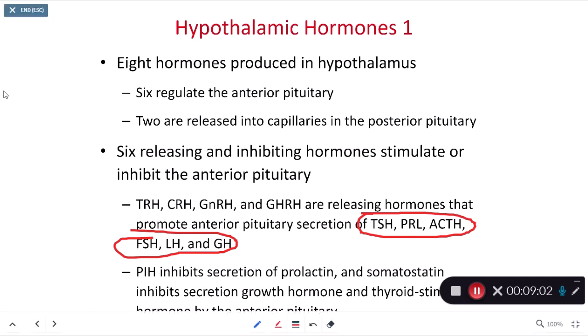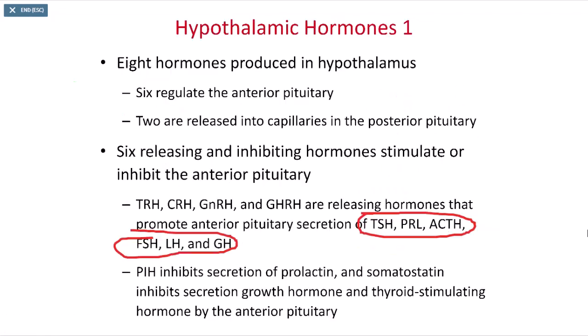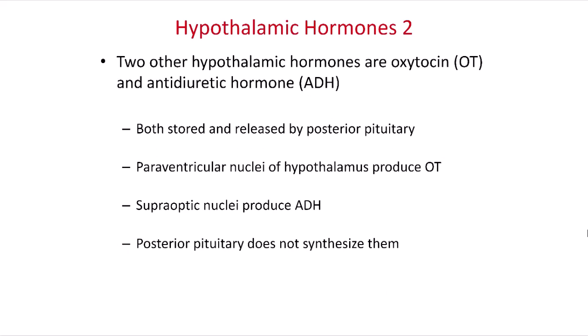Now, as we are looking at the PIH, prolactin inhibiting hormone, it inhibits the secretion of prolactin, a hormone associated with producing breast milk. Another one is somatostatin. Somatostatin inhibits the release of growth hormone and thyroid stimulating hormone made by the anterior pituitary gland.